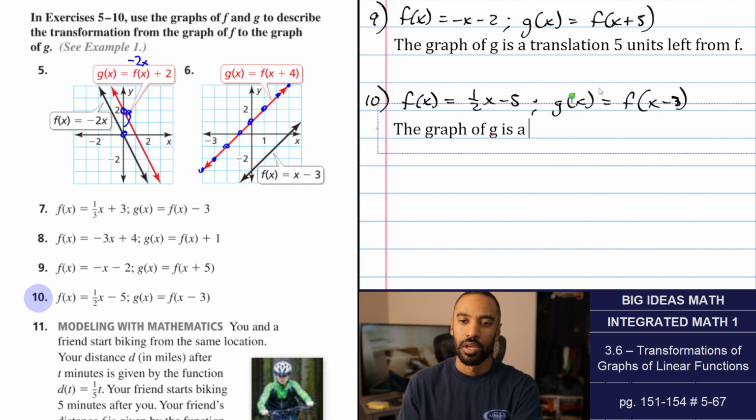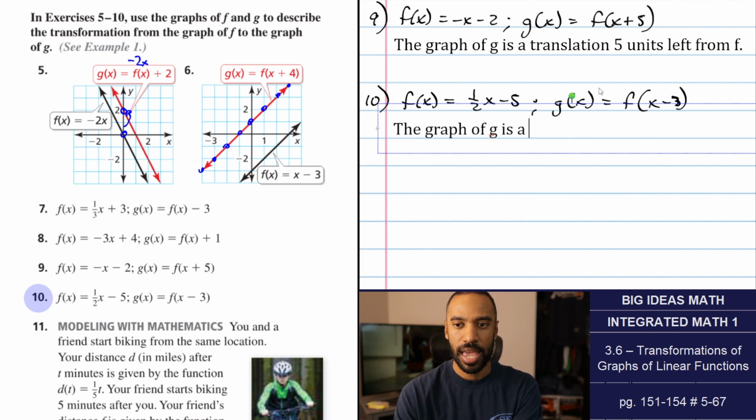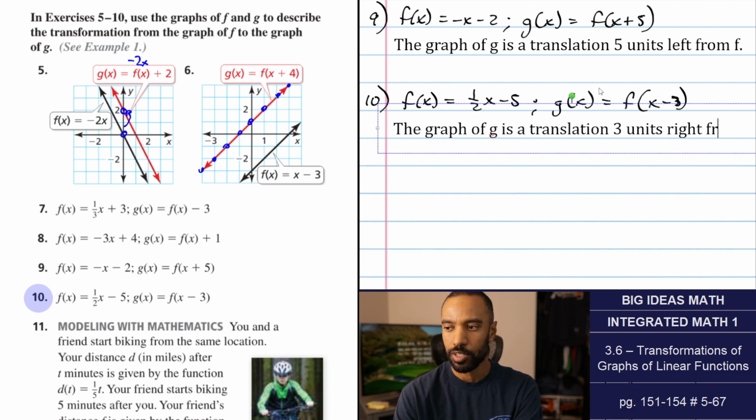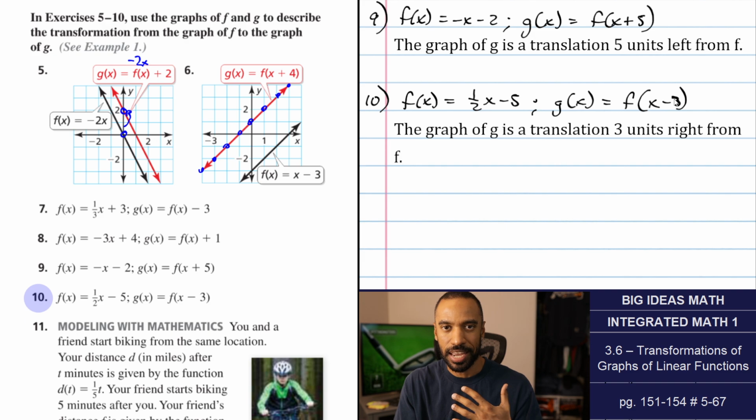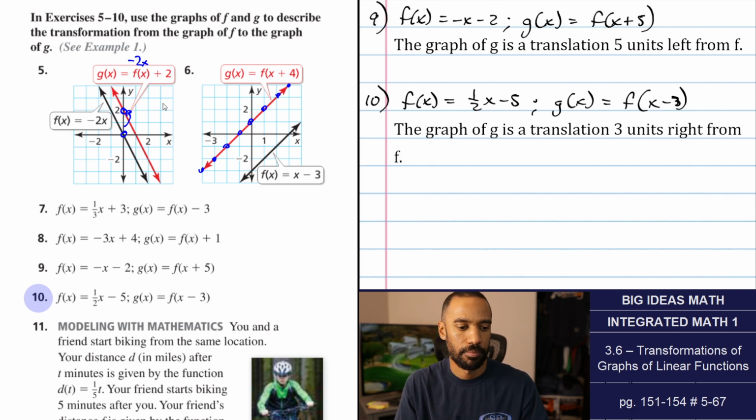I hope that's okay. The graph of g is a translation 3 units right. Again, it's inside the function from f. This is inside the function. You do the opposite of what that says. In x minus h, our translation is h units right or left based off that.